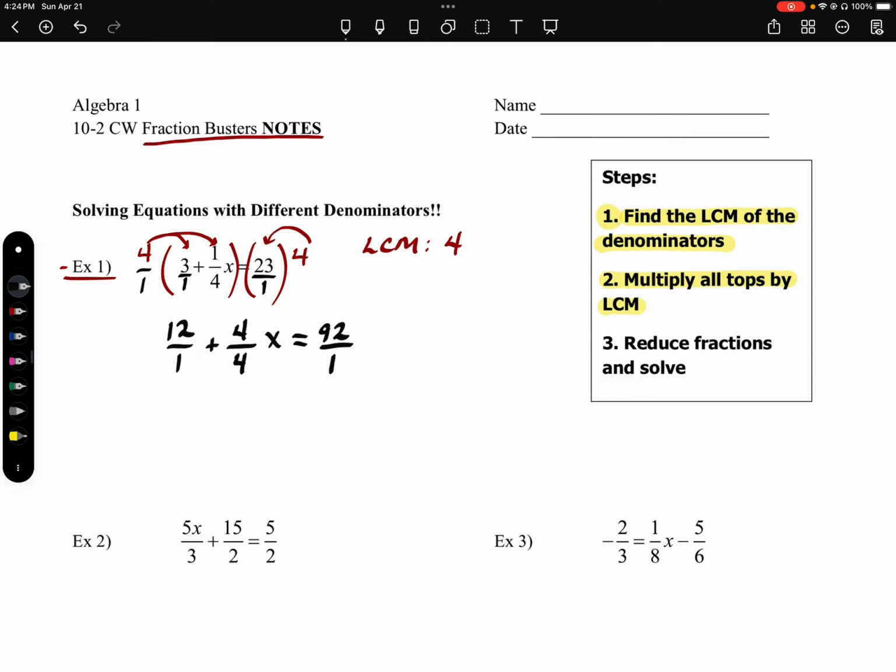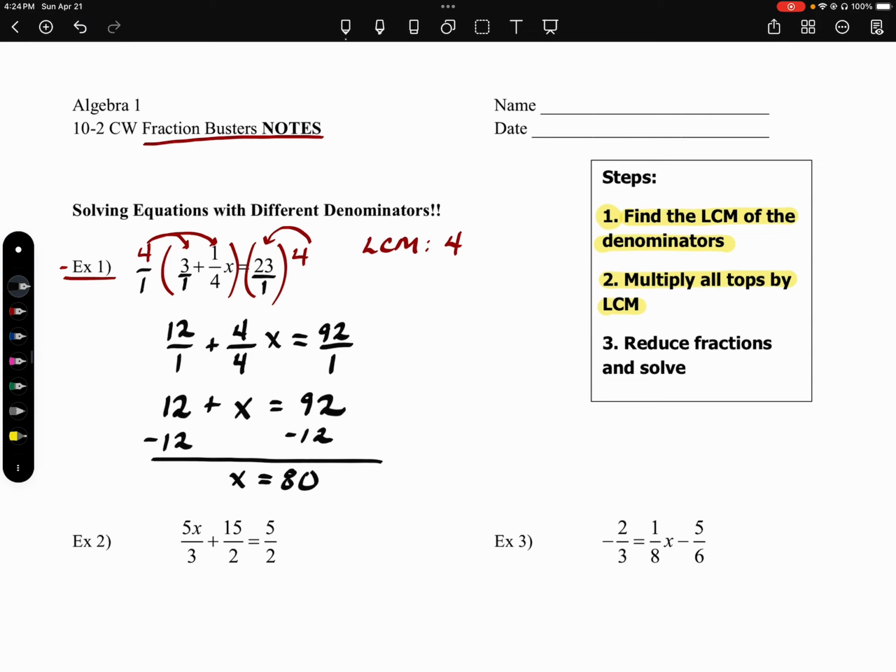Now when we look at what we have here, if we simplify, 12 divided by 1 is really the same thing as 12. We have 4 divided by 4 is 1, and times x would leave us with just 12 plus x. And on the other side, we have 92. So now this becomes a much simpler equation to work with. We're just isolating x, so we'll subtract 12 from each side. And what we end up with is x equals 80.